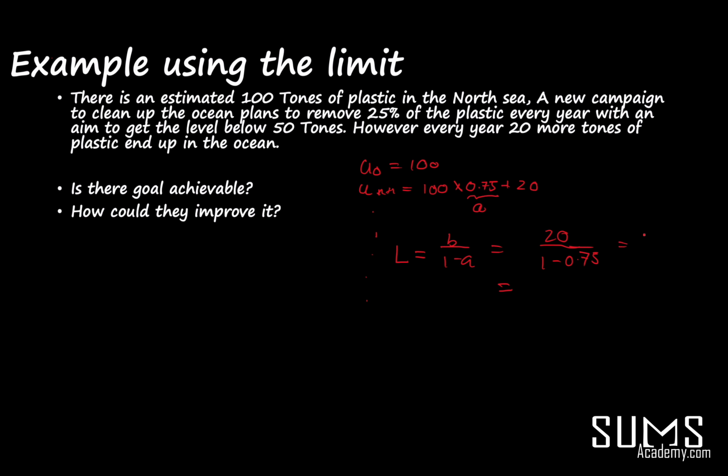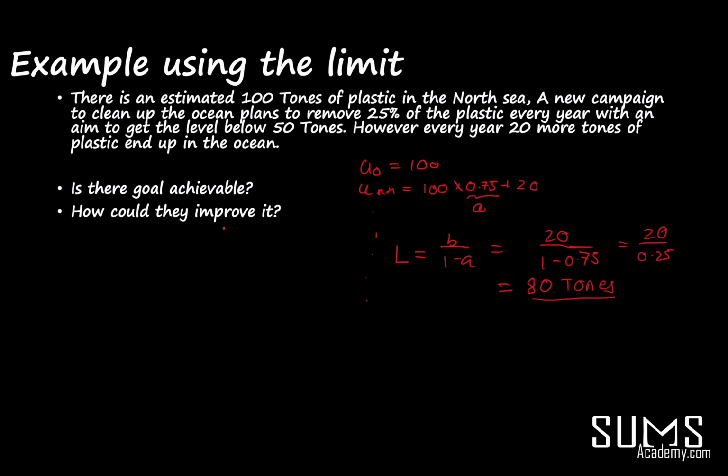So what's that going to be? Well, we can work it out in our heads, can't we? That's 0.25. Dividing by that is the same as multiplying by 4, so it's 80 tons. Oh dear. So they say the plan is to get the level below 50, but we know that the limit is actually 80 tons. We know that no matter how long they do it for, 100 years, it's never going to drop below 80 if these factors stay the same.